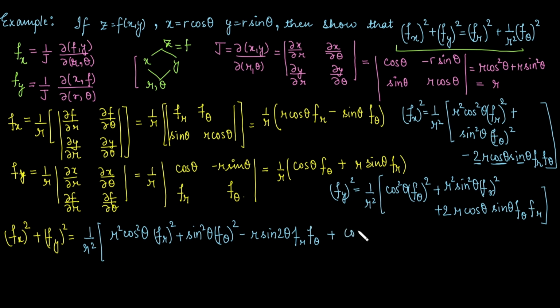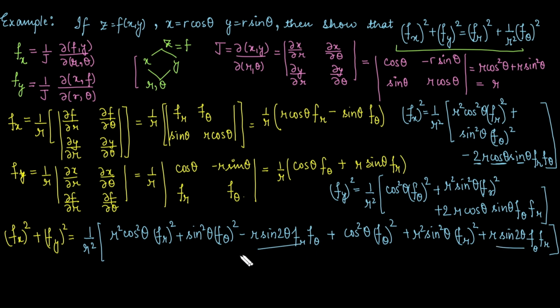Remaining terms are cos square theta, partial derivative of function with respect to theta whole square, plus r square sine square theta, partial derivative of r whole square, plus 2 cos theta sine theta is a sine 2 theta. We can write r sine 2 theta, partial derivative of function with respect to theta and partial derivative of function with respect to r. Now this term and this term is same, but opposite sign, we can cancel it out.